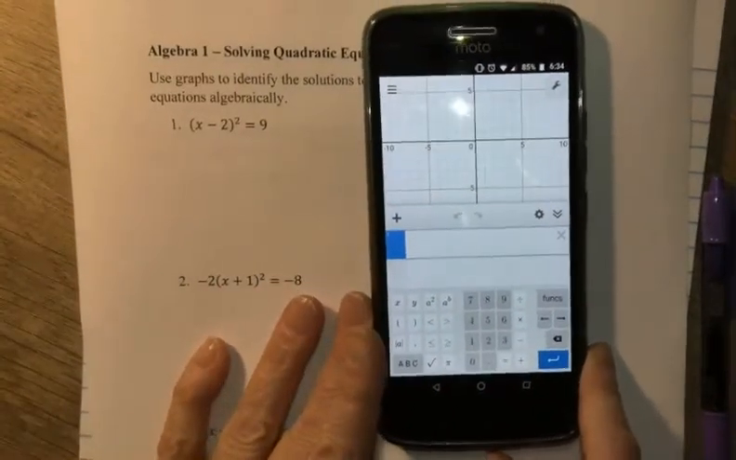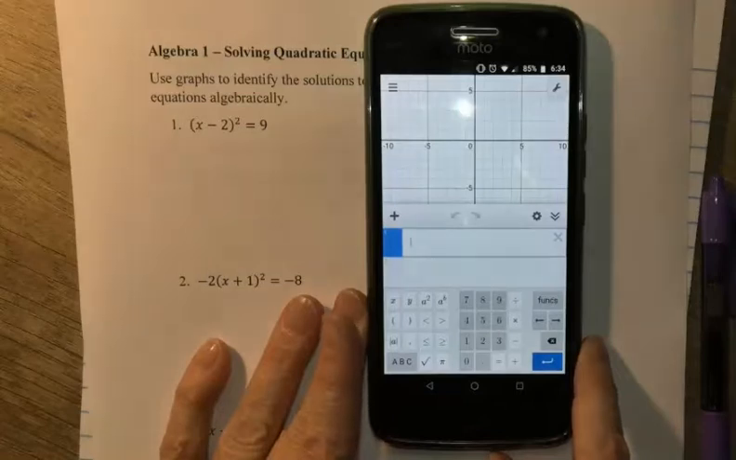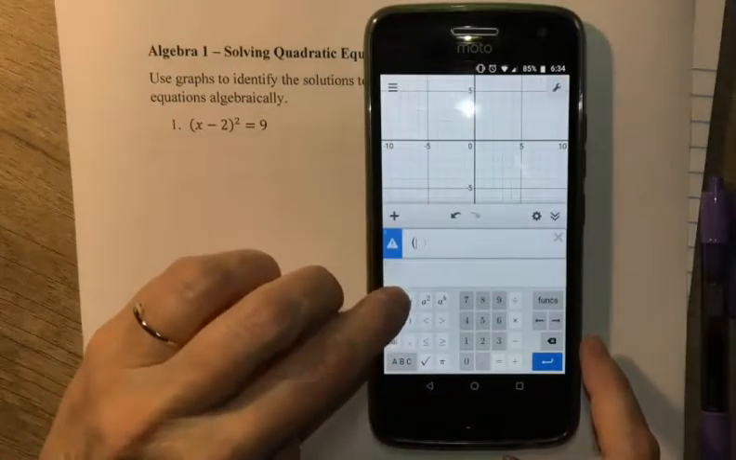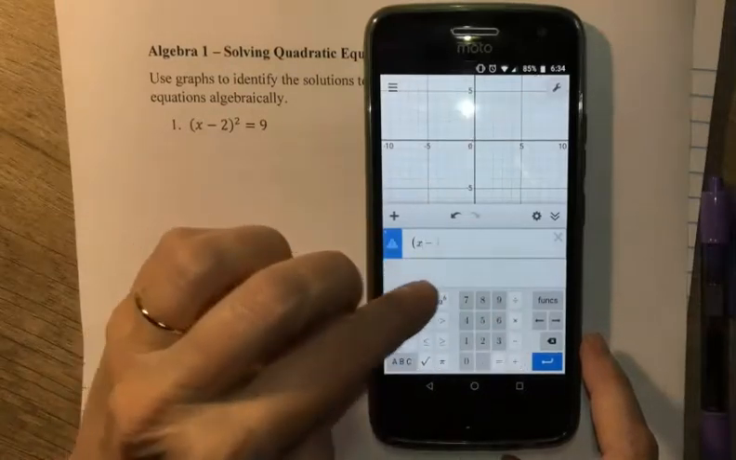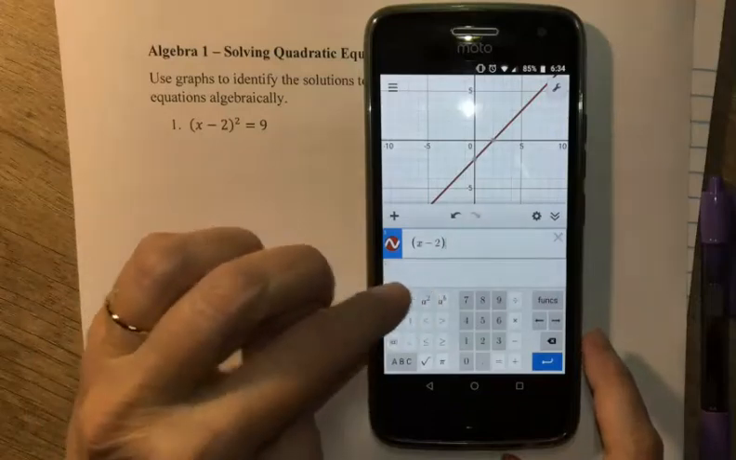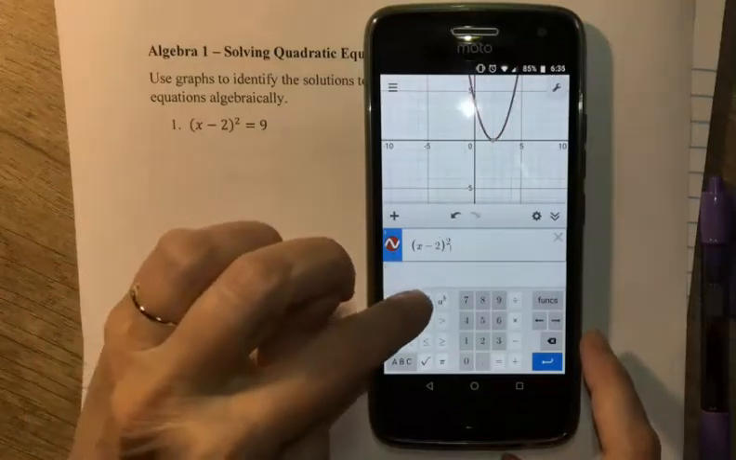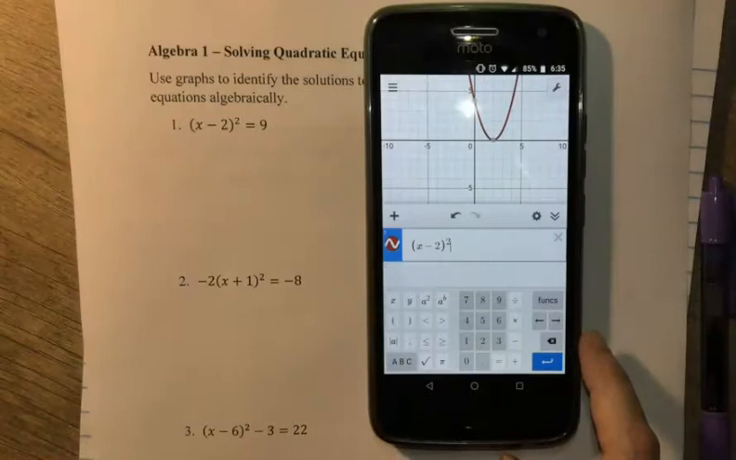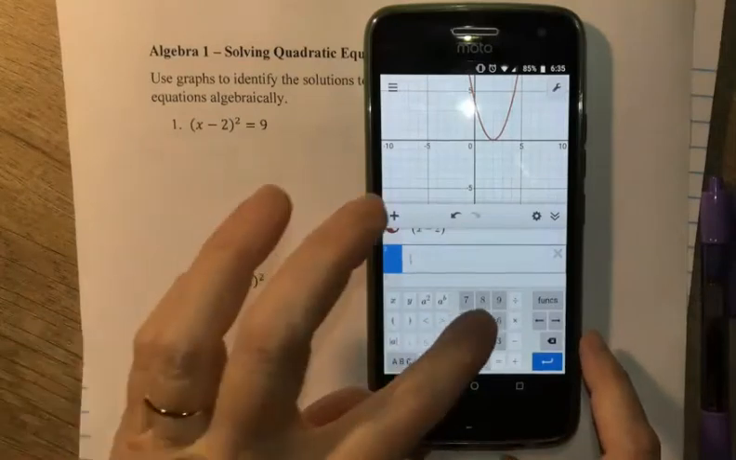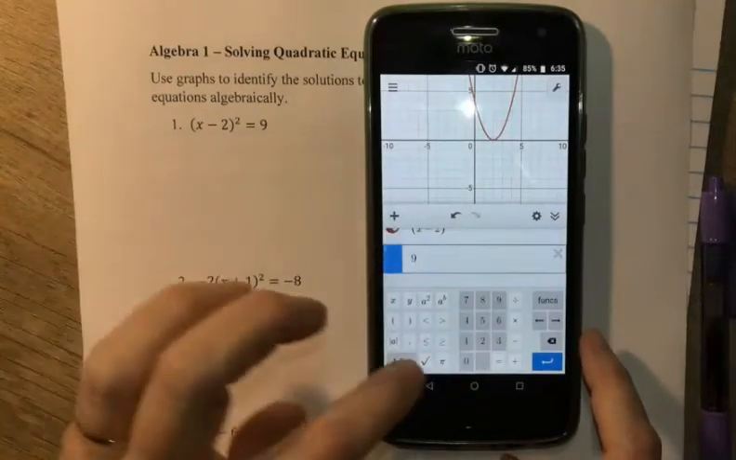And so the first thing I want to do is type in the left side of this equation. So we're going to open parentheses, x minus 2, close parentheses, and then exponent, and put your 2 there, or just put a squared and it'll put the square. So that's the left side. So you now see a parabola. And if you'll click on 2, you can type in the right side of the equation, which is 9.